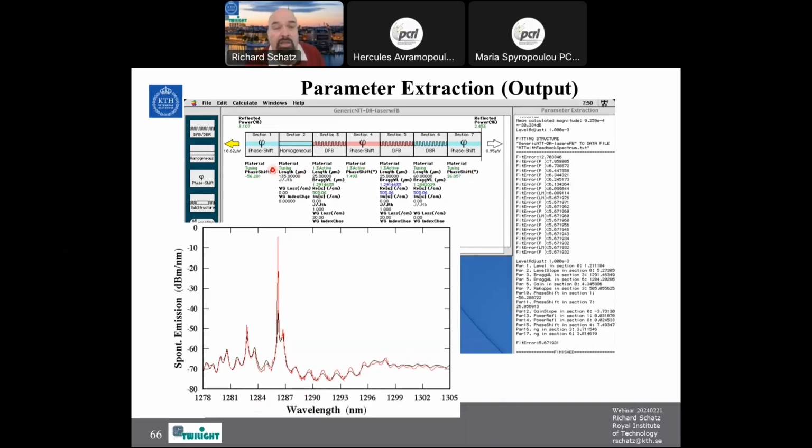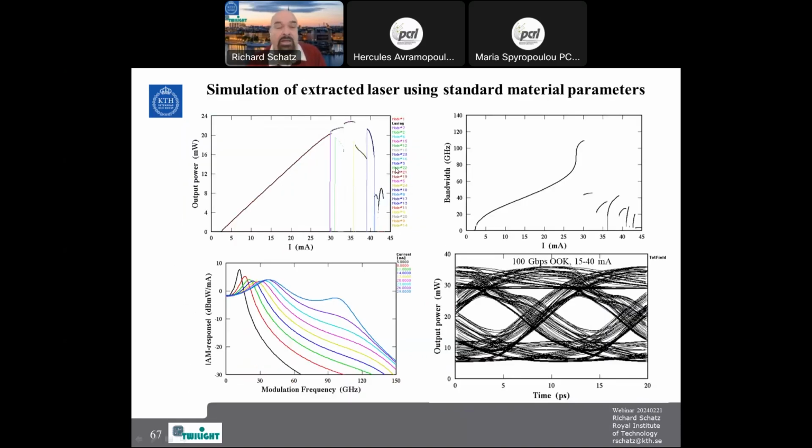And without doing anything else, I just kept the normal standard material parameters for the laser. I then looked at how the laser worked, and indeed I get photon-photon resonance here. I could reproduce the 100 gigabit per second on-off keying here, and thermally the behavior is also similar. So doing parameter extraction from measured spontaneous emission spectra is quite a powerful way to see what you really have fabricated.